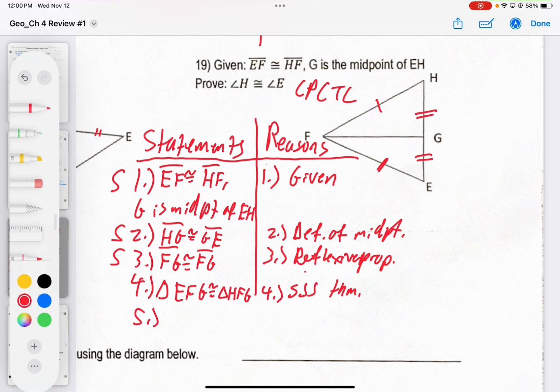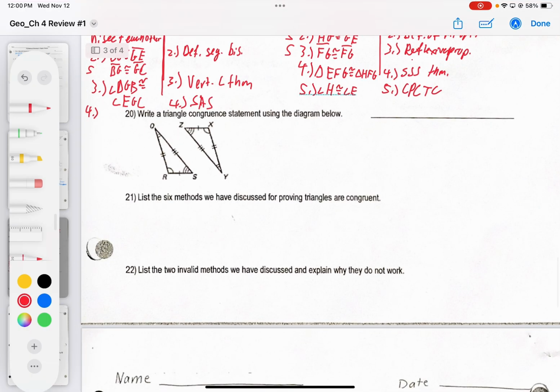I know the triangles are congruent. Now what can I say? Angle H is congruent to angle E, by CPCTC. Side note, what does that stand for? Corresponding parts of congruent triangles are congruent. Good.